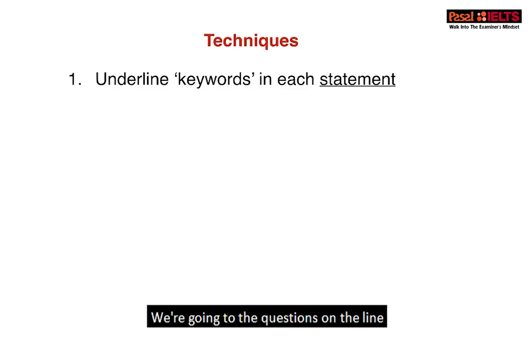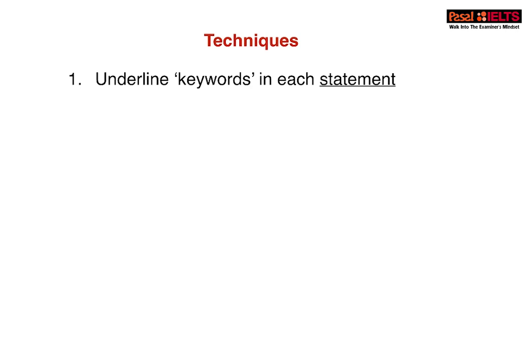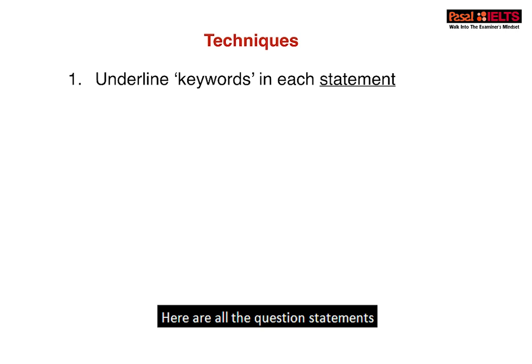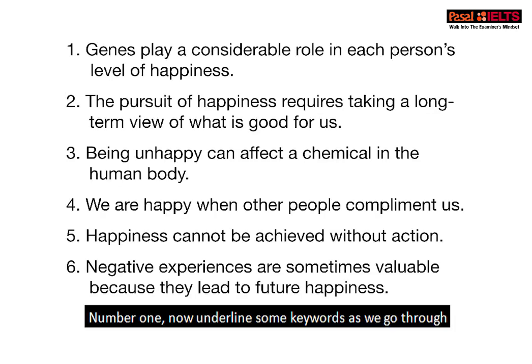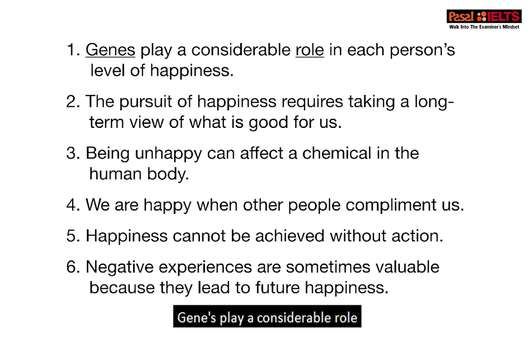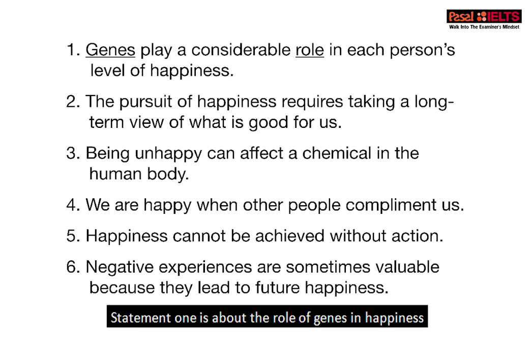We're going to the questions, underline the keywords in each question statement. Here are the question statements. Number 1, and I'll underline some keywords as we go through. Genes play a considerable role in each person's level of happiness. So statement 1 is about the role of genes in happiness.